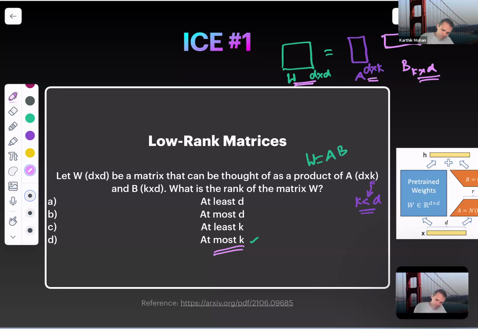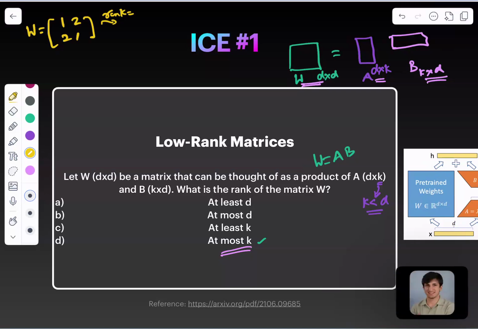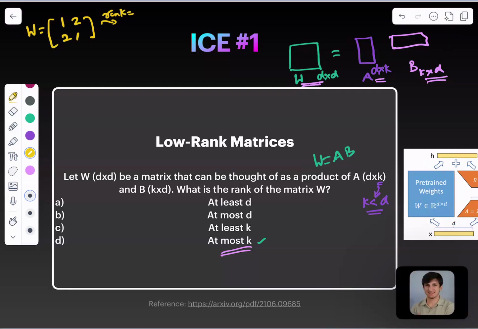So for example, let me ask you this question. Let's say we have this matrix W equals 1, 2, 2, 1. What is the rank of this matrix? Some linear algebra that you might have seen in the past, matrix algebra. You can also think of rank as the number of linearly independent columns in a matrix. It should be two because they're linearly independent vectors, both columns.